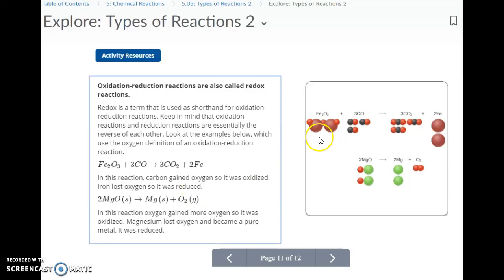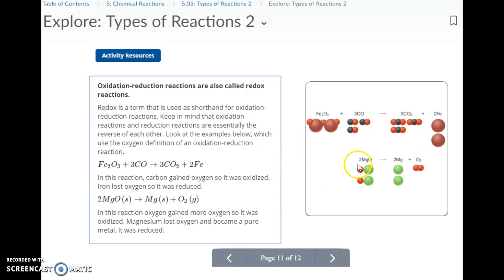So let's look over here, or you can look here for the balanced one, but here we see it pictorially. So we have our iron 3 oxide plus 3 carbon monoxides yields 3 carbon dioxides. So the carbon gained more oxygen, and so it was oxidized. The iron went from having oxygen to being by itself, so it was reduced.